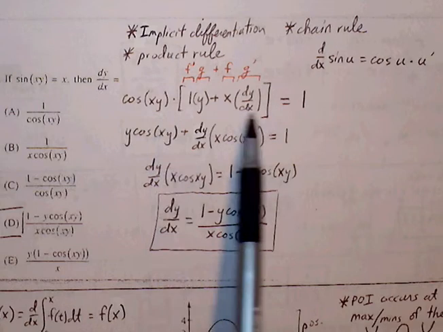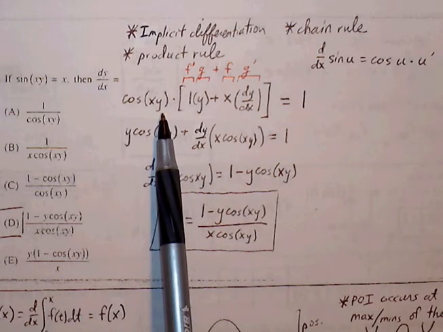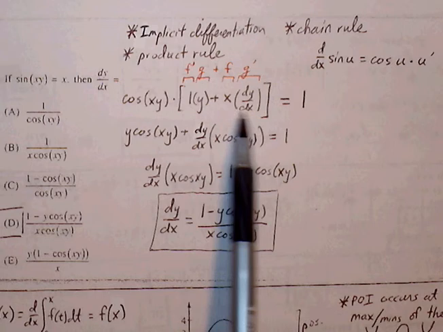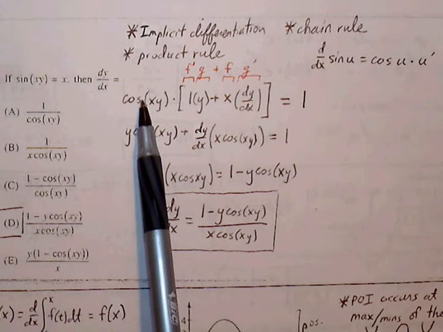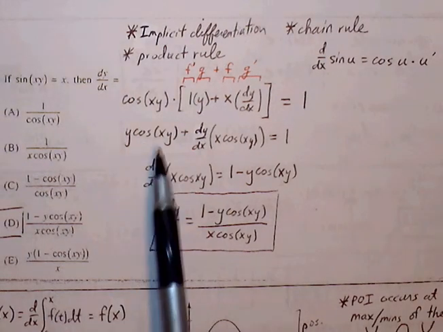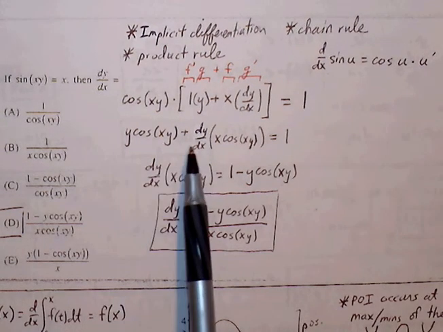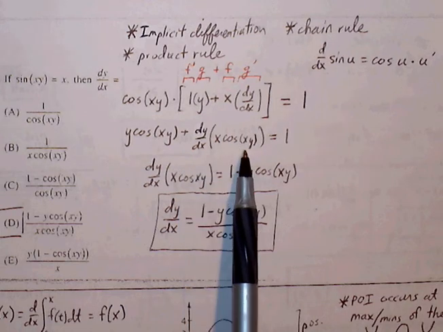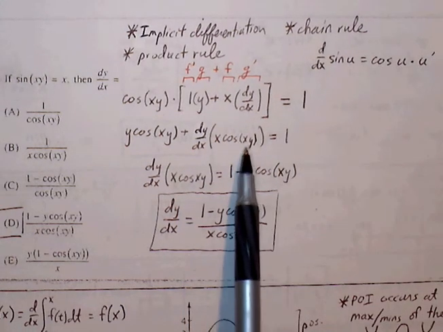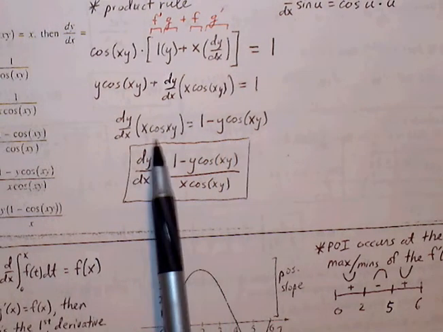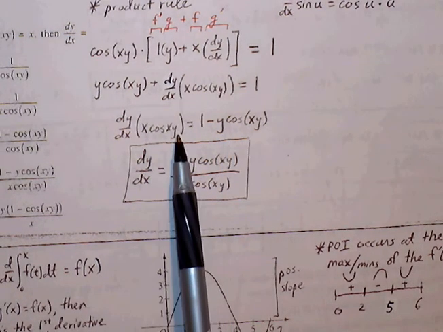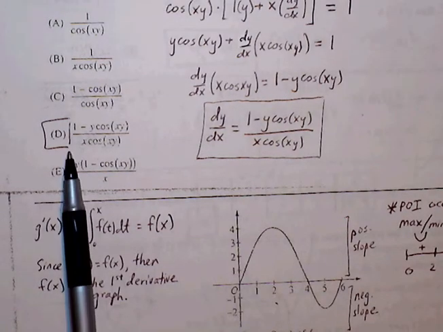And then we can just take our steps now to work towards getting this dy over dx by itself on one side. So first, I'm going to distribute this cosine of xy through. So I'm left with y cosine of xy plus dy over dx, x cosine of xy is equal to 1. I'm trying to get this dy dx by itself, so I'm going to subtract the y cosine of xy. So I'm left with 1 minus y cosine xy. And finally, I can divide by x cosine xy to the other side, and then that matches up with our answer choice D.